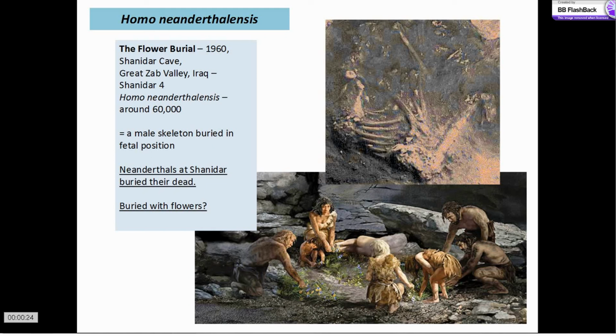This is the flower burial, known as the flower burial. It was uncovered in 1960 in Iraq at Shanidar Cave. It is a burial of a Neanderthal. 60,000 years ago, Neanderthals in Iraq buried this guy. So that part is pretty interesting right there. We know that they were burying their dead, digging holes and putting their dead in the ground. But there were also pollen grains found all over this guy, which suggests that he was buried with flowers. Well, for a long time, that's what it suggested.